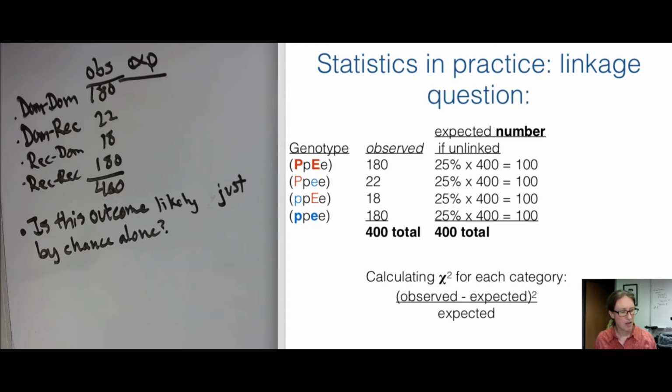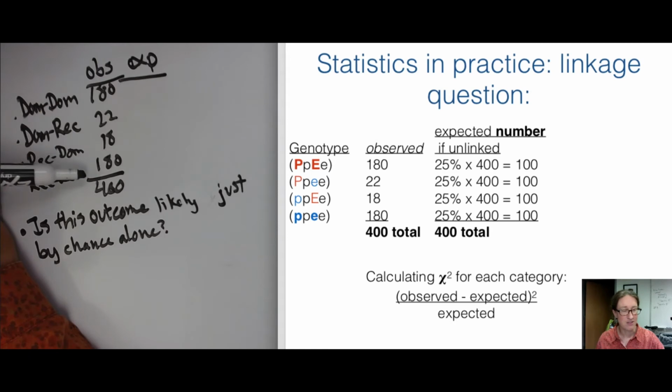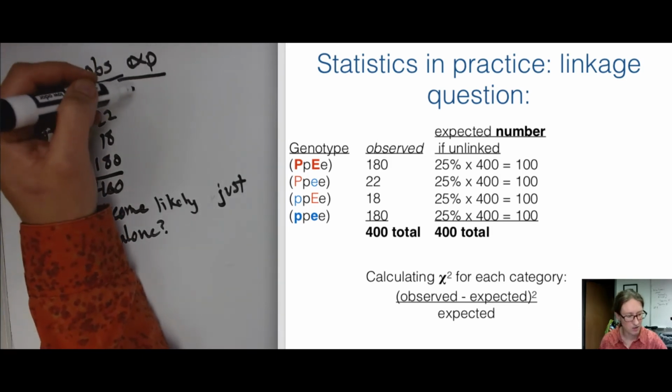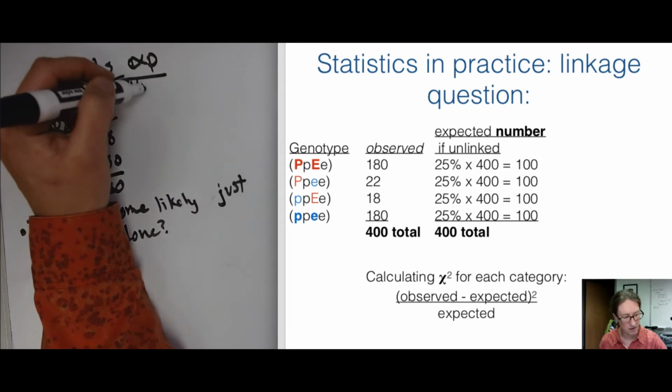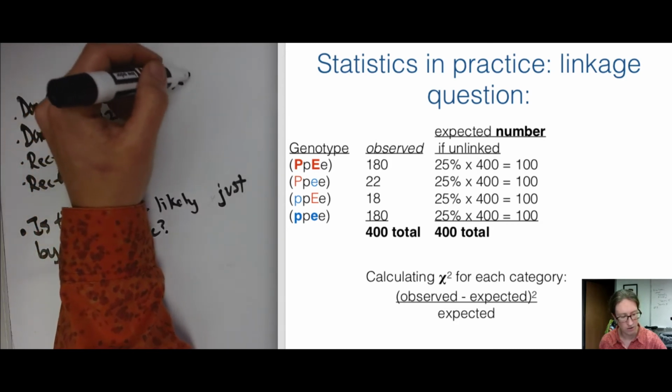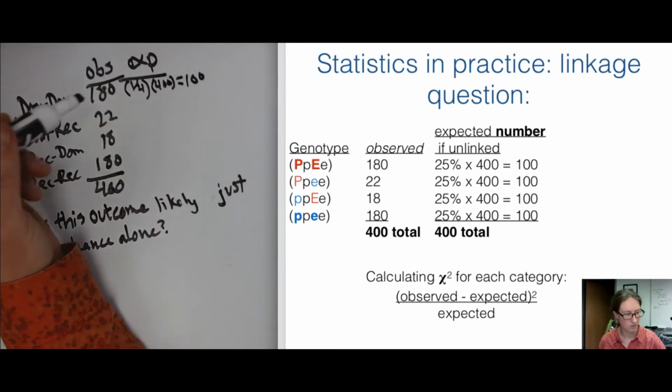Okay, so let's think about our expectation if these traits were unlinked. If they're unlinked, then we would go back to expecting a 1-to-1-to-1-to-1 ratio, right? And so if we have 400 offspring total, then our expectation for each of these is going to be 1/4 times 400, or 100, right?